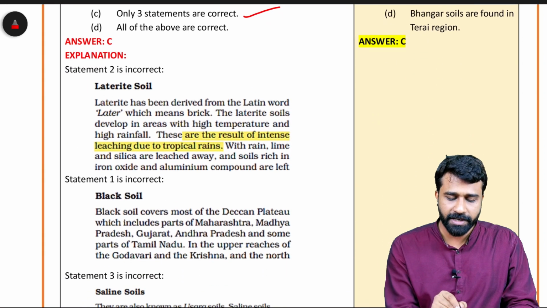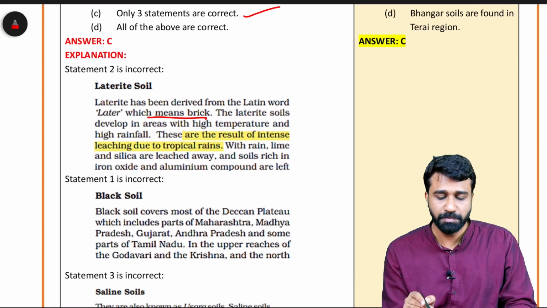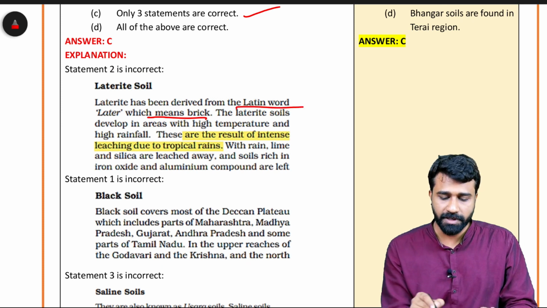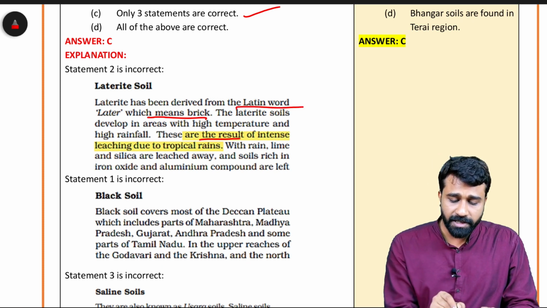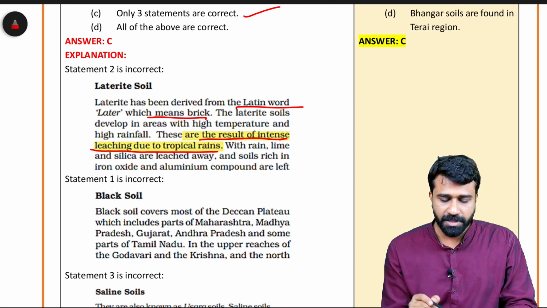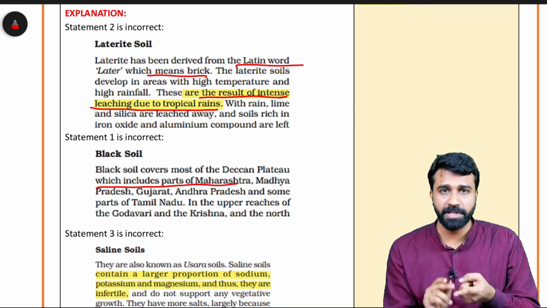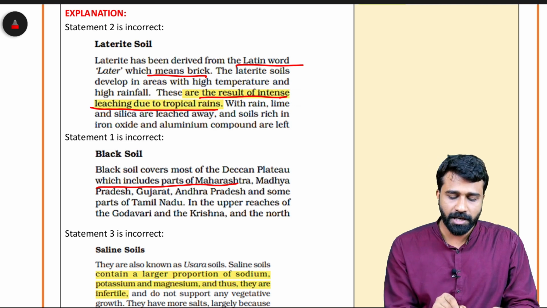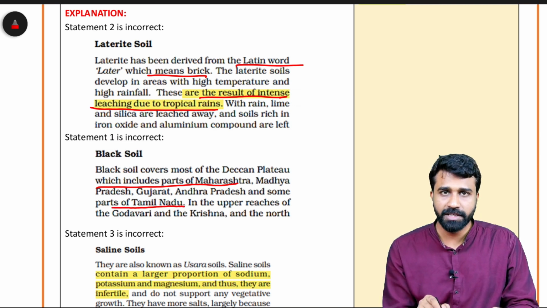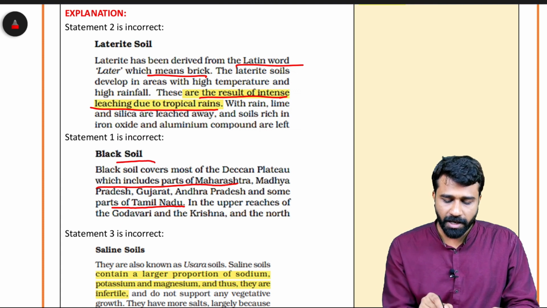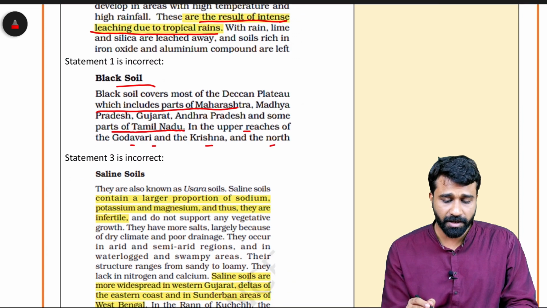You know that laterite means brick in the Latin word. They are the result of intense leaching due to tropical rains. Next, coming to black soils, the Deccan Plateau, which includes parts of Maharashtra, Madhya Pradesh, Gujarat, Andhra Pradesh, and also some parts of Tamil Nadu, contains black soils. In the upper reaches of the Godavari and Krishna, we find these black soils.